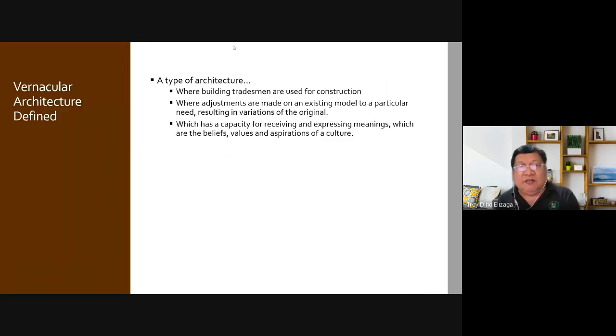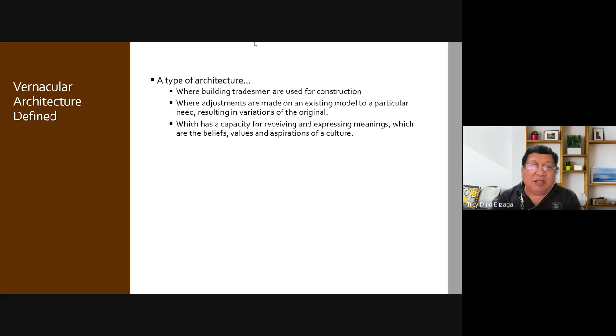Now, vernacular architecture is a type of architecture where building tradesmen are used for construction. So we already have skilled labor, unlike in the primitive, where it's anybody who can use a hammer or stone, whatever, who can move. It's also a type of architecture where adjustments are made on an existing model to a particular need, resulting in variations to the original.